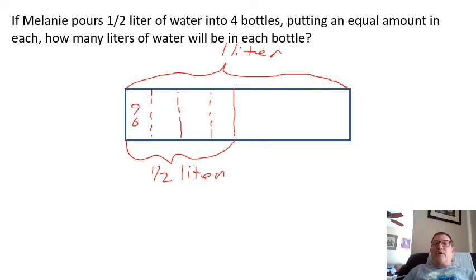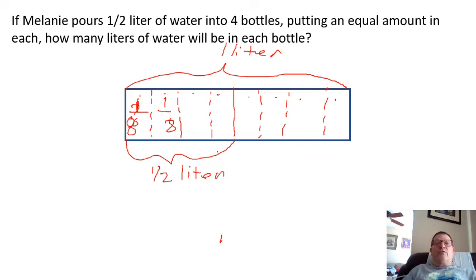So in order to figure out how much is each one, I have to split up the other half. So split the other half up into 4, and I can see each one would be 1 out of a total of 1, 2, 3, 4, 5, 6, 7, 8. Each one would be 1/8.